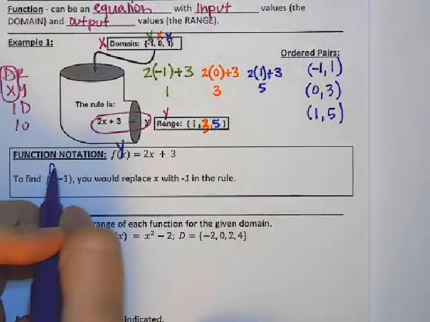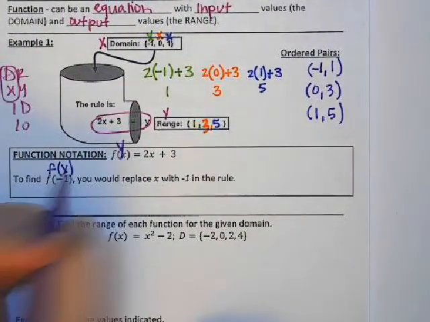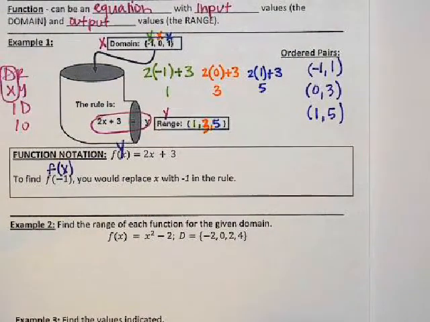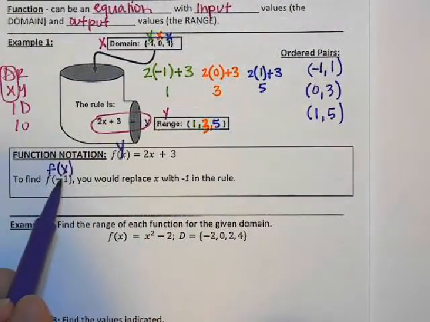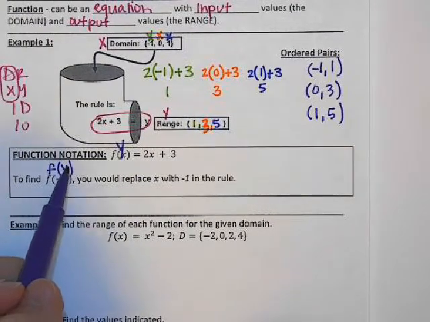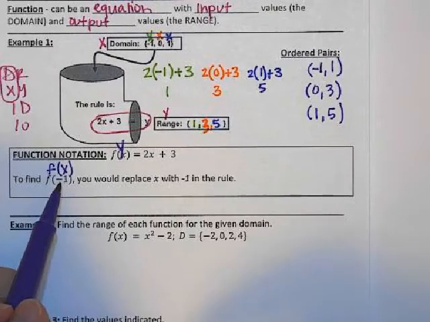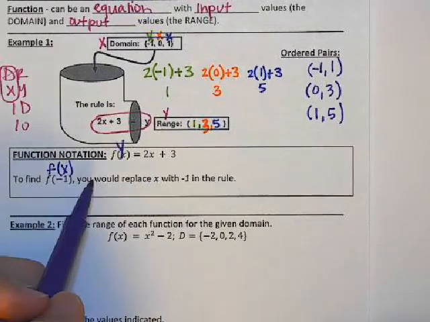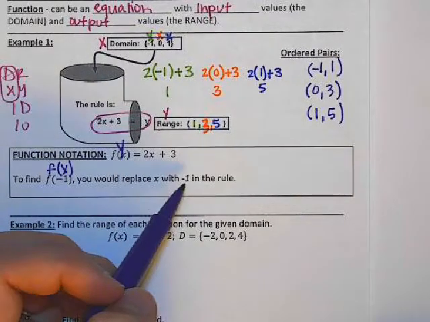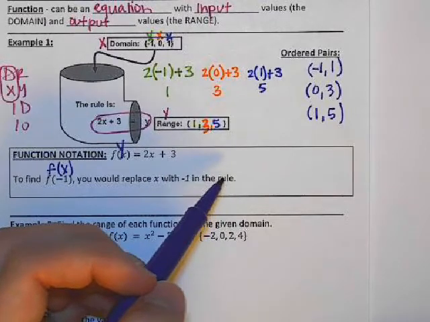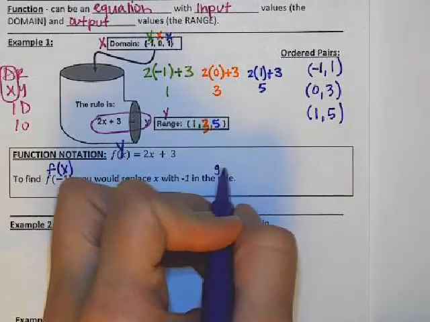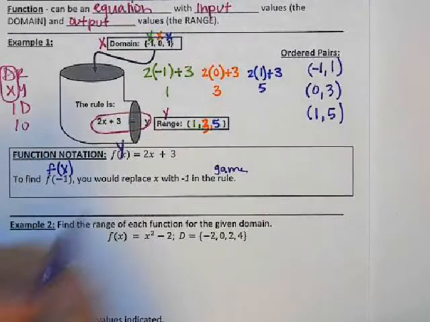Well, this originally, without a number in it, is really f of x, right? And -1 is in the what spot? The x spot. Does everybody see how -1 is inside the parentheses and x is inside the parentheses? So what they did was they replaced the x and put a -1 there. And it says to find f of -1, you would replace x with -1 in the rule. The rule is really my game. It's really my football game.